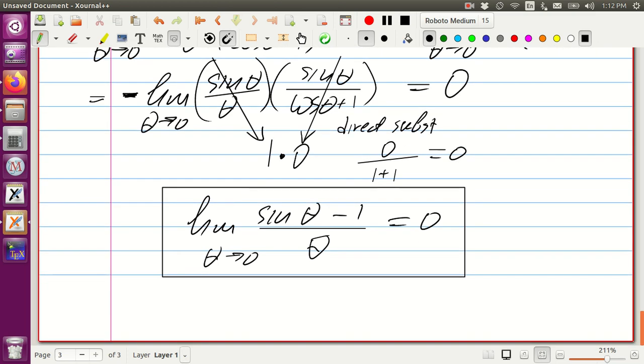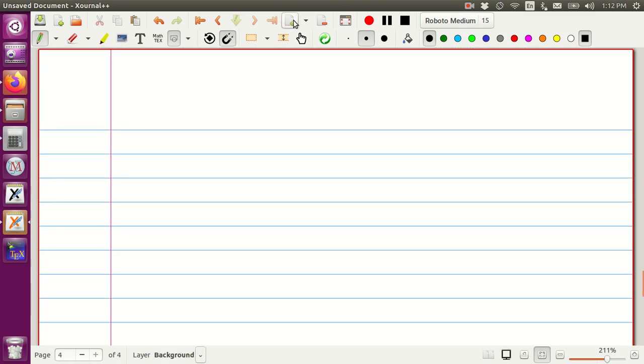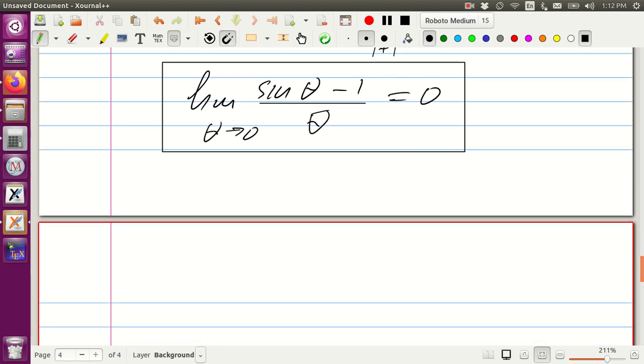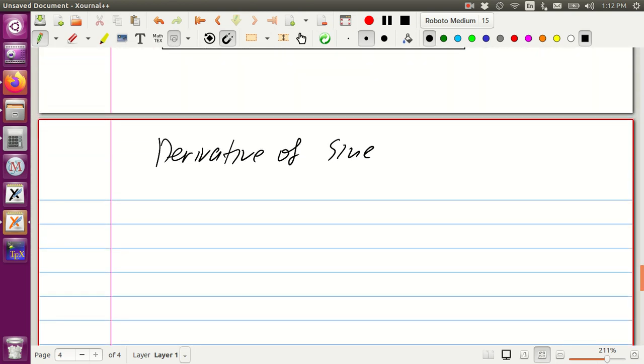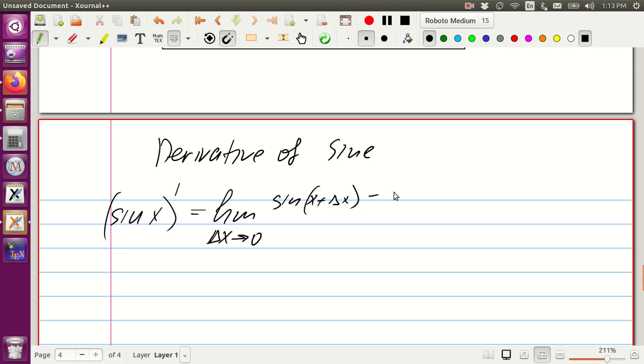So it was a long preparation, but now we're ready to do the derivative of sine. Derivative of sine. Okay, let's do this. So we have the derivative of sine of x, which is the limit as delta x goes to 0 of sine of x plus delta x minus sine of x over delta x.